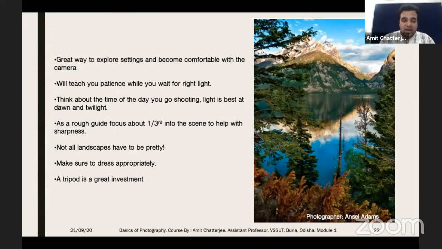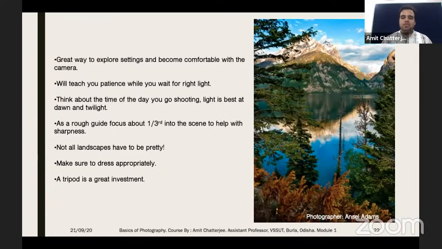And as a rough guide, focus about one third into the scene to help your sharpness. When we talk about the third module, we will talk about what exactly the one third rule of photography is. I just told you about the one third rule, and we will discuss that. In landscape, the one third rule plays a very important role. If some of you are noting down, just note down landscape and in brackets write one third rule, because that's one of the rules that you will be using almost every time when you are clicking landscape photography.